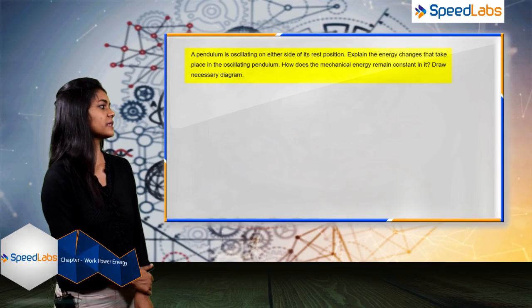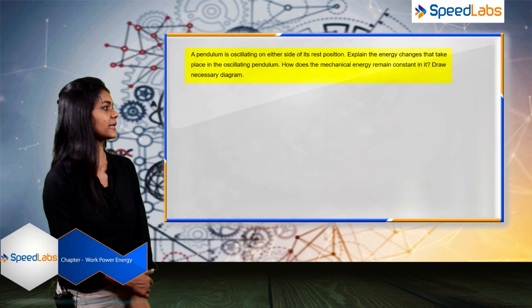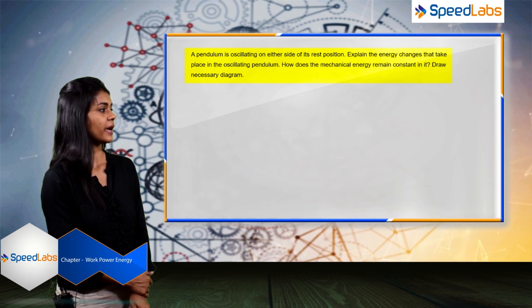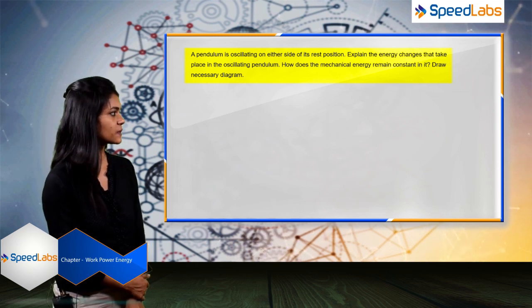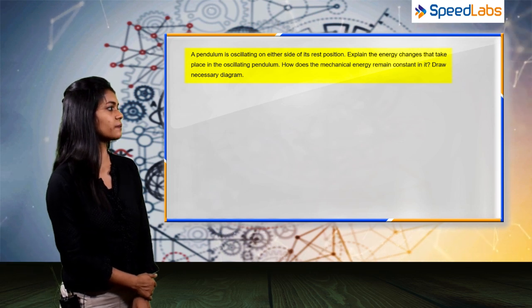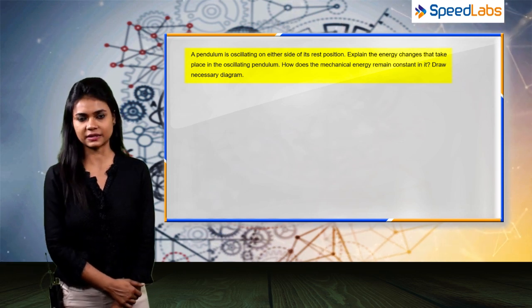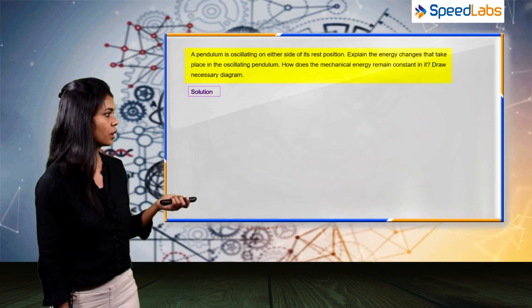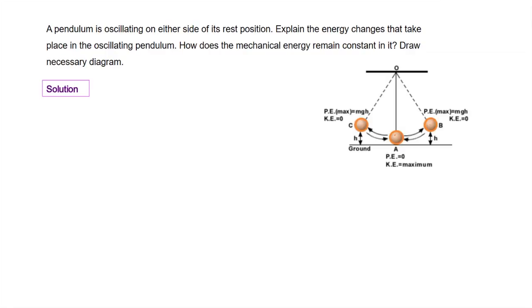Our next question is, a pendulum is oscillating on either side of its rest position. Explain the energy changes that take place in the oscillating pendulum. How does the mechanical energy remain constant in it, and draw the necessary diagram. So we will first draw the diagram of the pendulum.